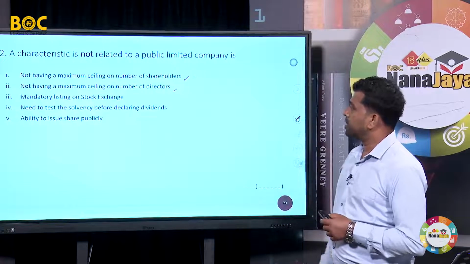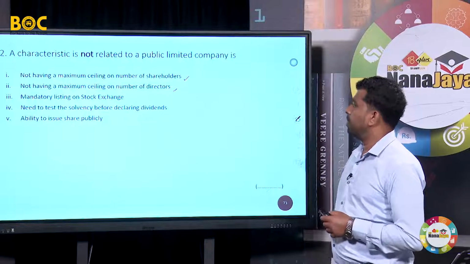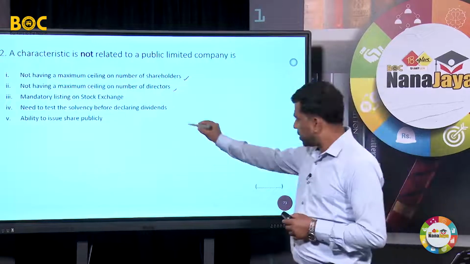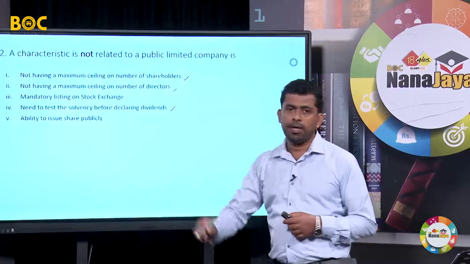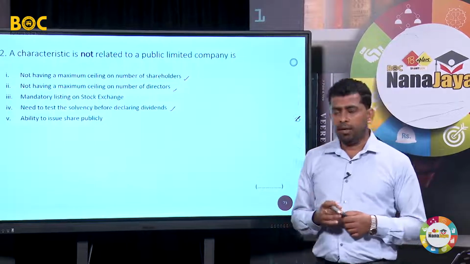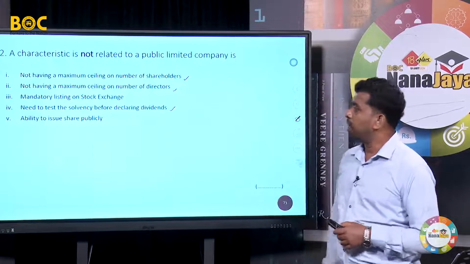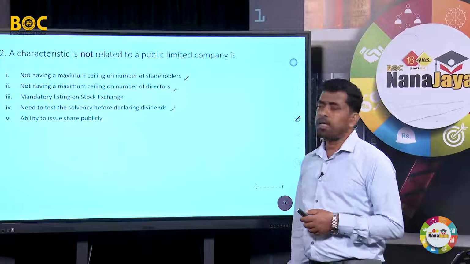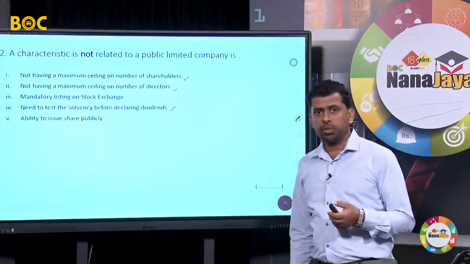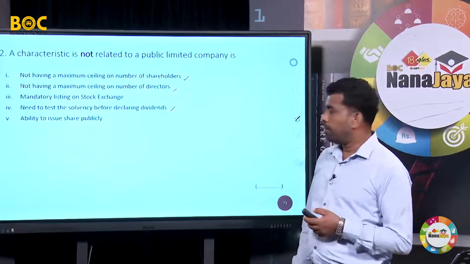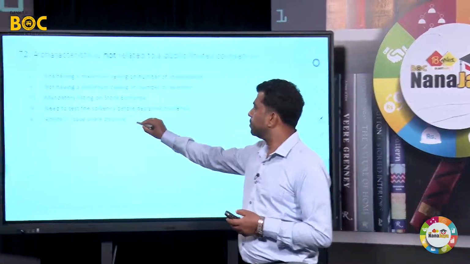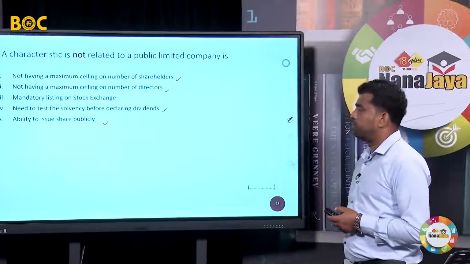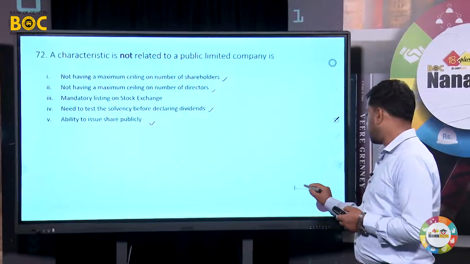Need to test the solvency before declaring dividends. It's correct. It is a compulsory requirement before declaring dividends by the management. Ability to issue shares publicly, it is correct. Shares and debentures are issued publicly to the general public. The third one is not related to public limited companies.